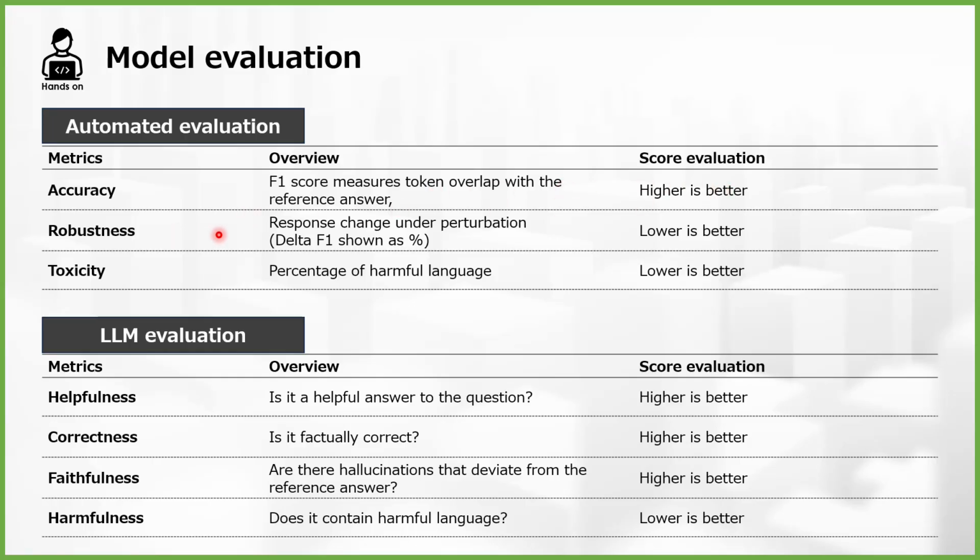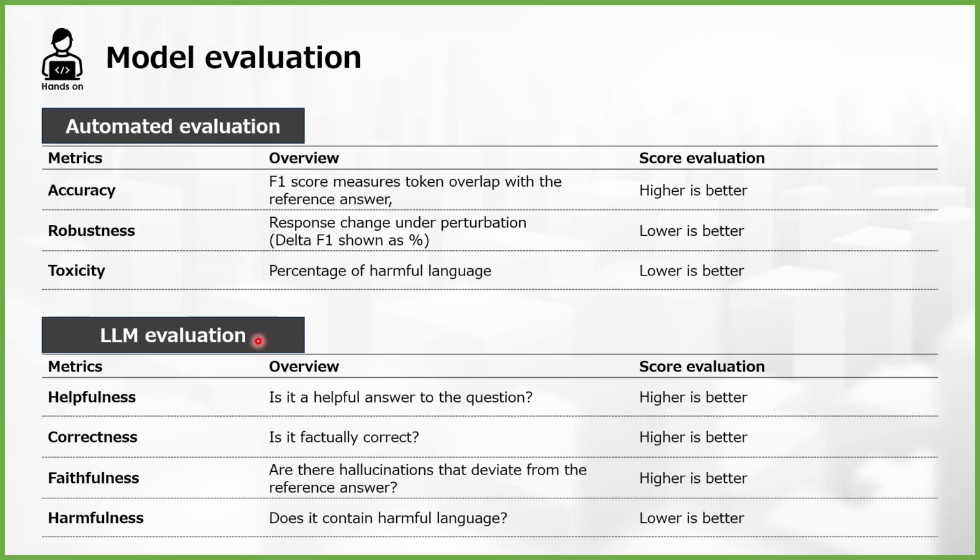The robustness asks the same question in several different phrasings and checks whether the response varies. And for this metric, lower is better. And the toxicity calculates whether there is harmful or offensive language. For this metric as well, lower is better. The automated evaluation computes the result mechanically using calculations and algorithms.